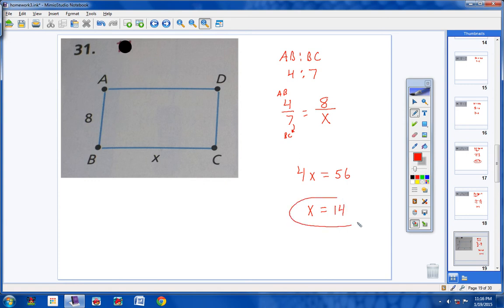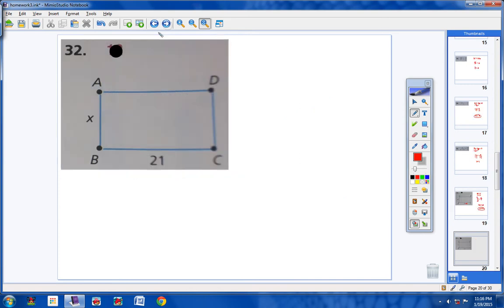So there we go. The distance or the length of BC is 14. Alright, number 32, same thing. So here we go. We have AB is 4 over 7.